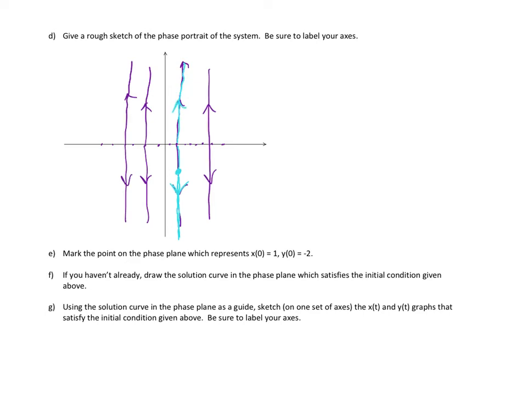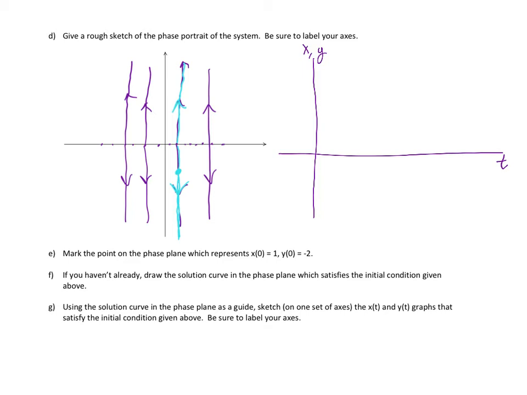Using the solution curve in the phase plane as a guide, sketch on one set of axes the x of t and y of t graphs that satisfy the initial condition given above. Okay, so I'm going to draw it up here. So x of t and y of t. So this is t and this is x and y. I'm going to draw them both on the same set of axes. And my initial condition is 1, -2.